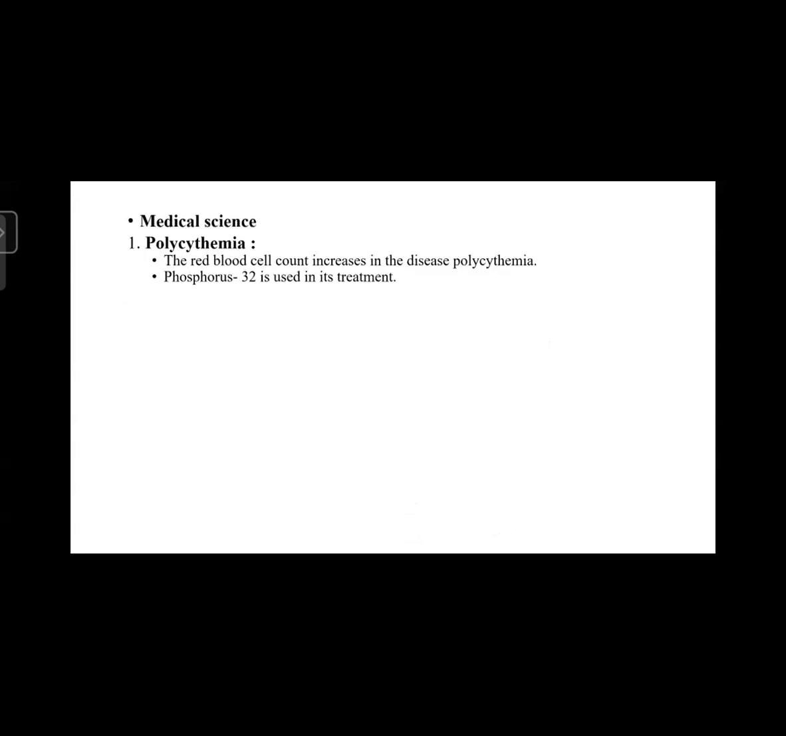Now, in the medical science, polycythemia is the disease of red blood cells. When red blood cell count increases in a disease like polycythemia, phosphorus 32 is used for this purpose. Bone cancer: strontium 89, strontium 90, samarium 153, radium 223 are used for the treatment of bone cancer.